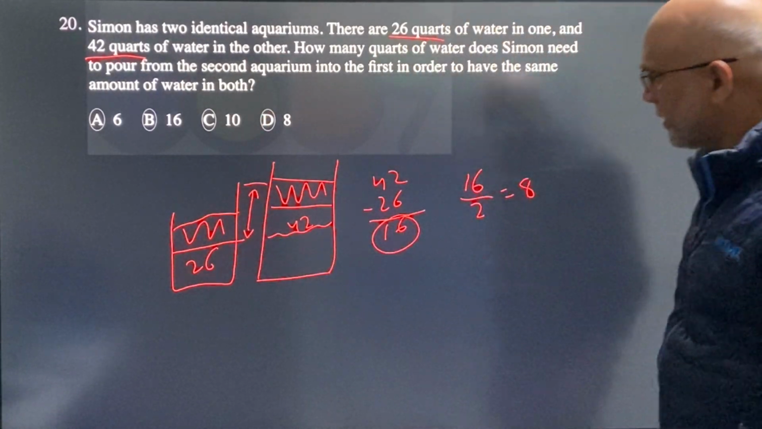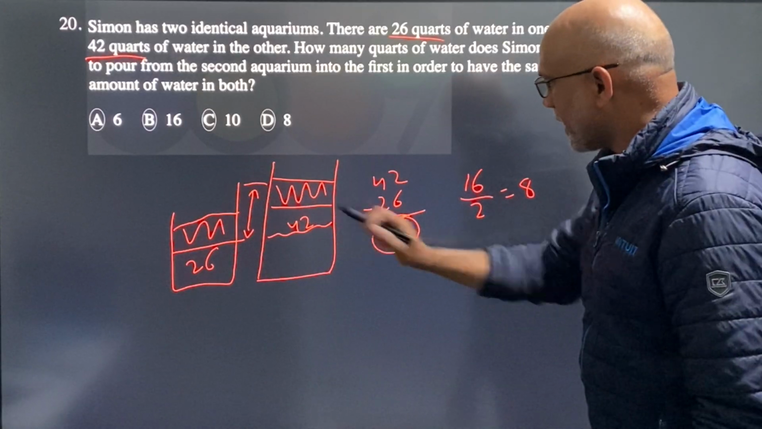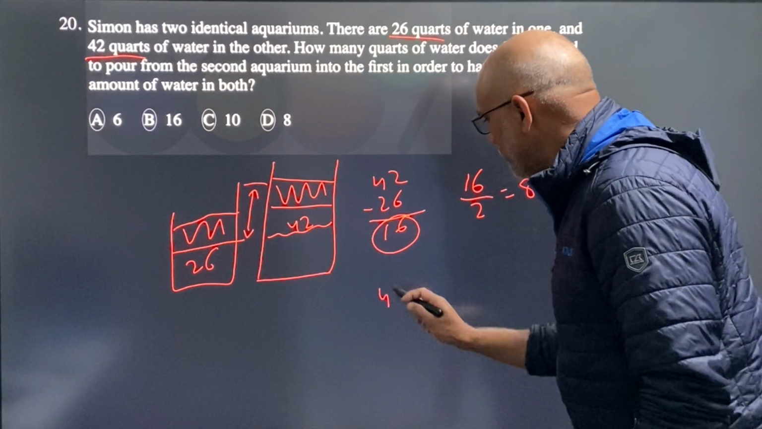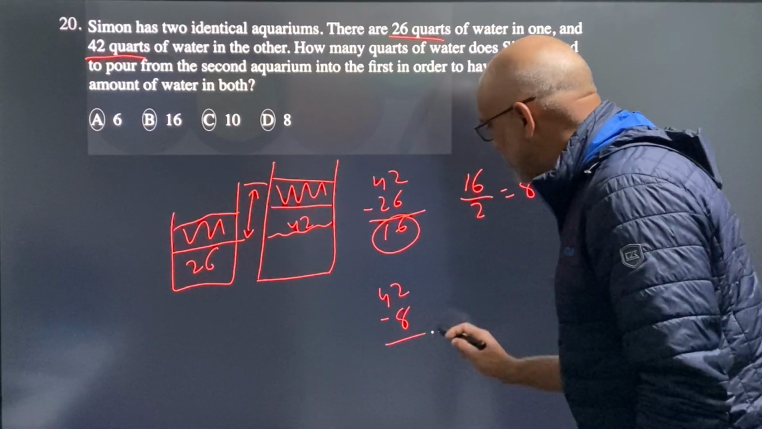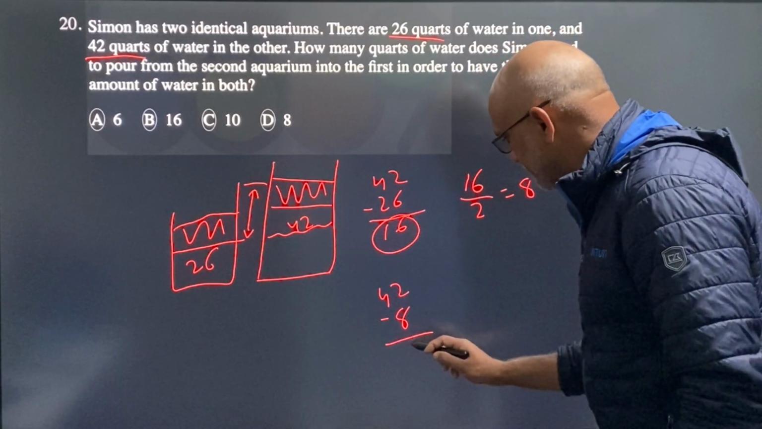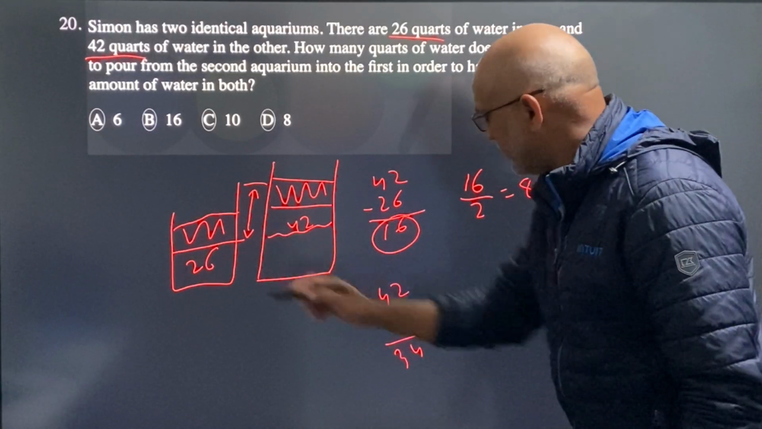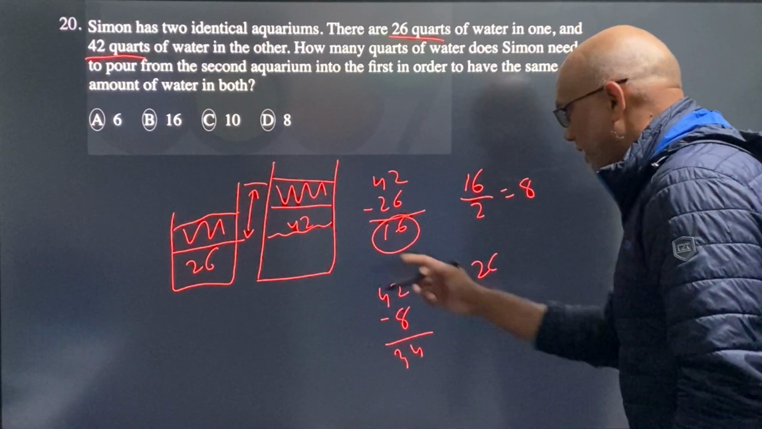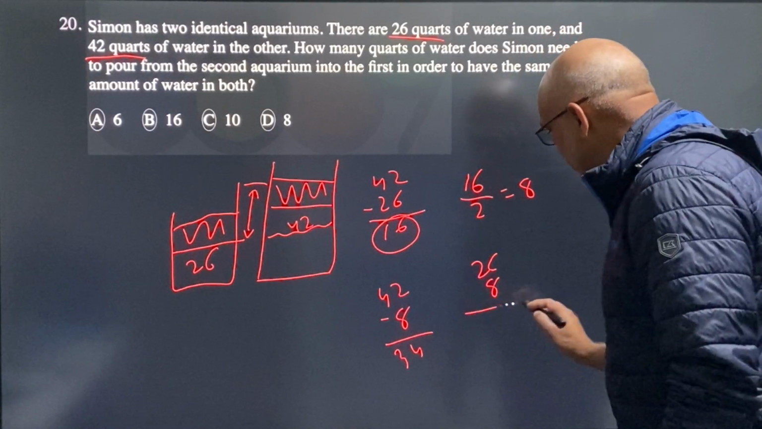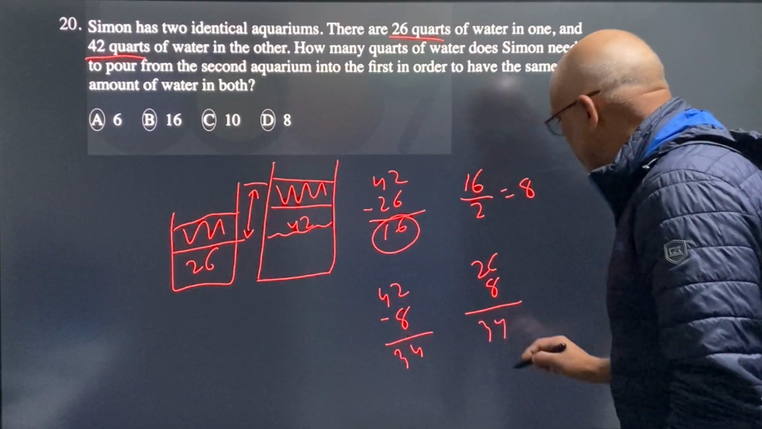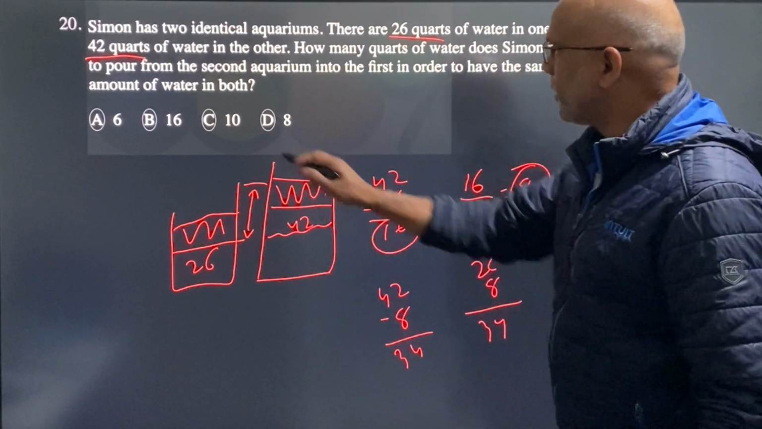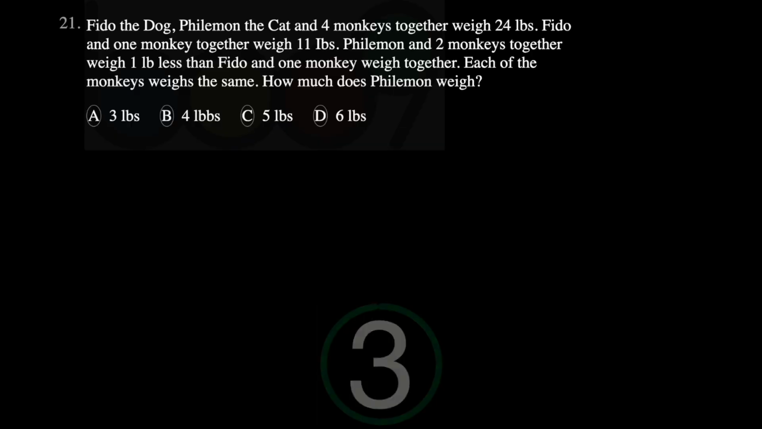Give this to that. So then if I take away, we can just check. So 42 minus 8 is basically 34. And then 26, I'm giving 8 to that, plus 8 is again 34, right? So I need to take 8 quarts. D is the correct choice.